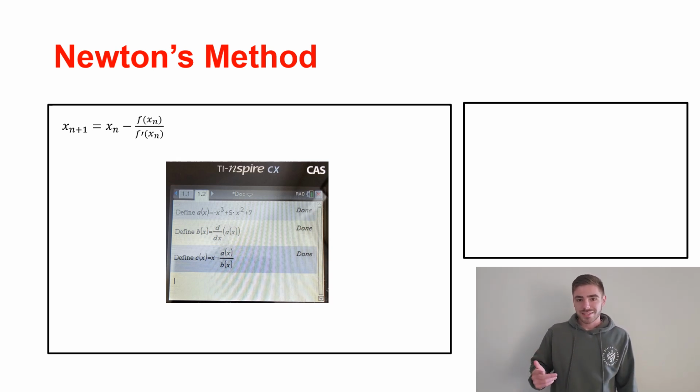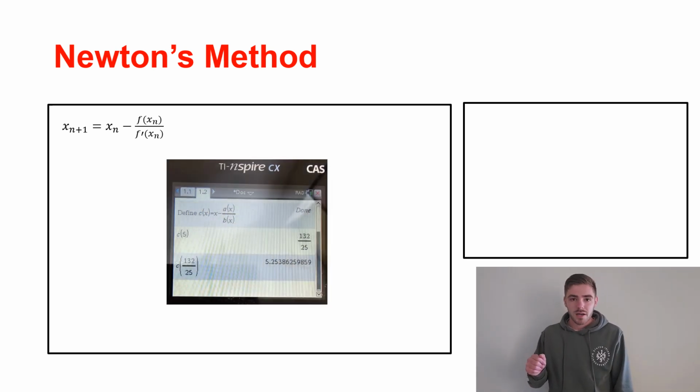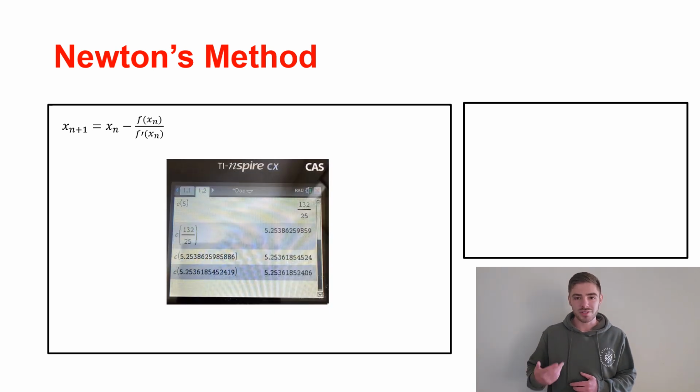Last time we chose x equals 5 as an initial guess, so we're going to plug in x equals 5 into the Newton's method equation. And sure enough, we get x equals 132 divided by 25 as the next guess, which is exactly what we got last time. Plug that new solution back in one more time, and that's going to give us x equals approximately 5.25, which again is what we got last time. We can keep doing this process over and over again until we're satisfied with the accuracy of our answer. And when it comes to Newton's method, it usually doesn't take very many iterations to get a very accurate answer.